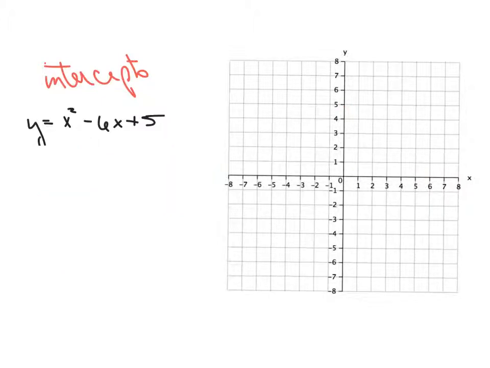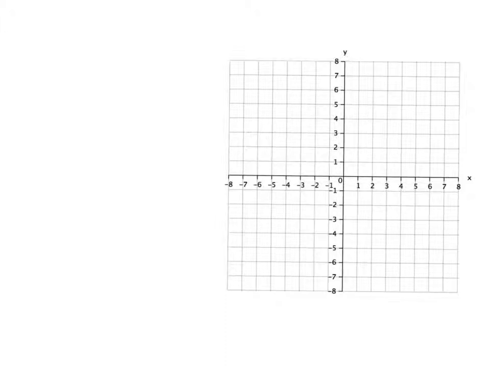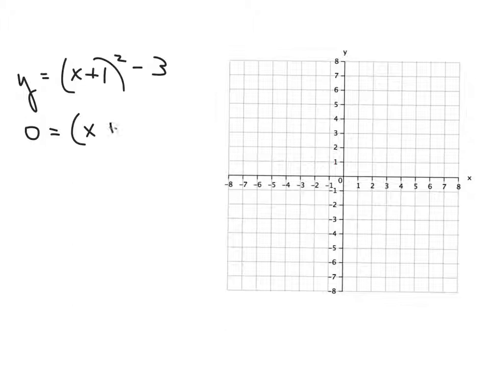Alright, so let's try another one. Example number 6. We get y equals x plus 1, the quantity squared, minus 3. Alright, so what did I say? If we're looking for where it crosses the x-axis, we're going to put 0 in for y and then solve for x. Now, let's move this over.